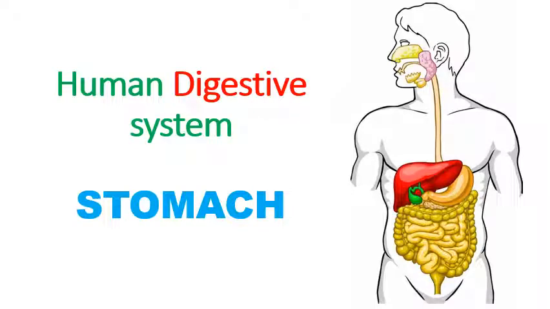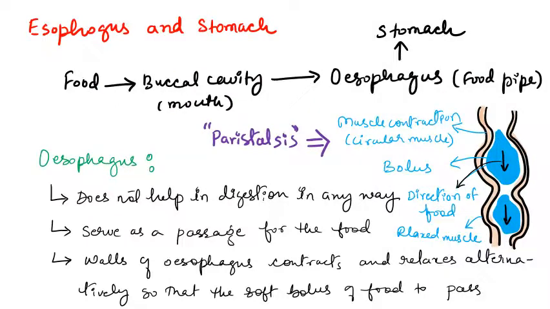Hello friends. So today we are going to see the stomach, one of the organs in the human digestive system. So let's start with the esophagus and stomach. Let's see about the stomach and the esophagus.